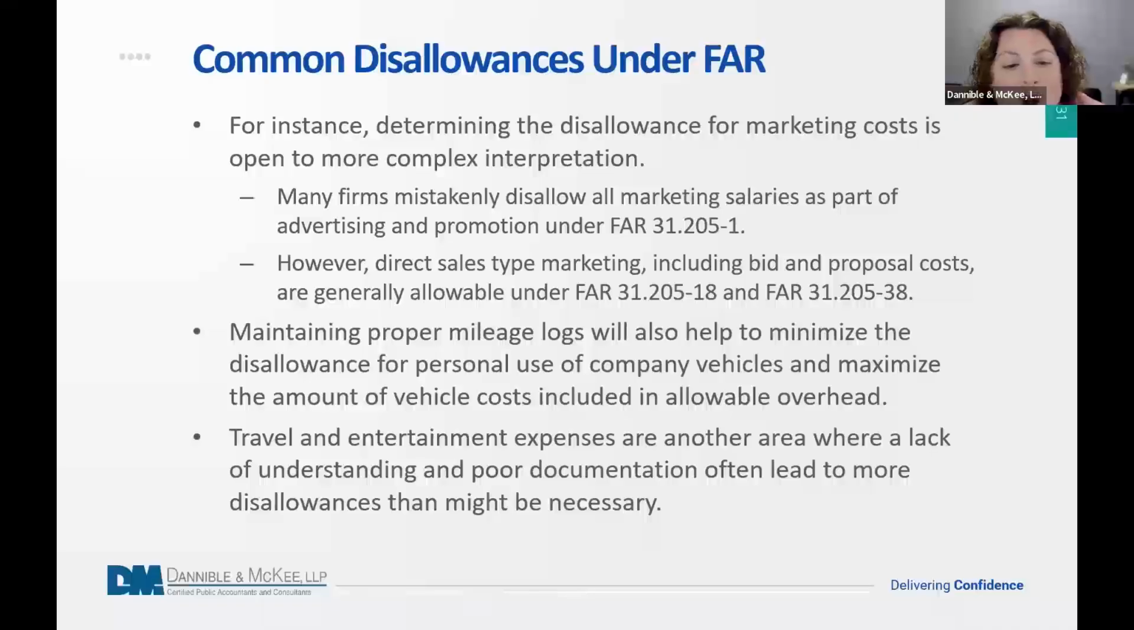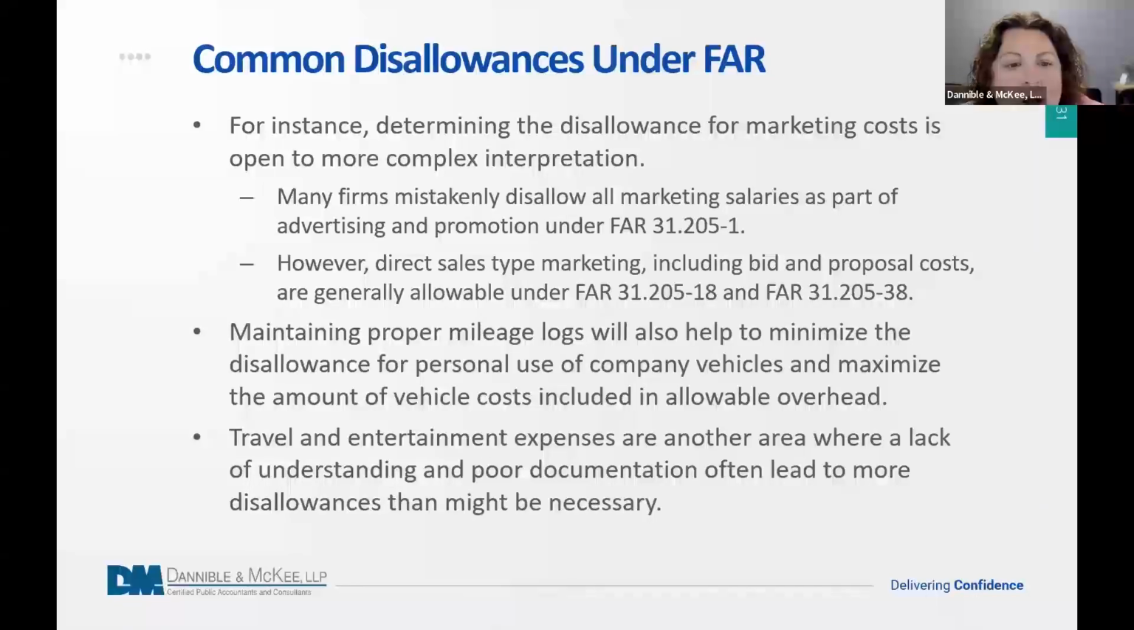If you don't have a proper mechanism to track mileage, reach out to me. We've worked with a lot of firms that aren't really doing a great job at tracking their mileage, and we can work with you on how best to achieve that. And we can work with your employees to ensure that they understand why it's important.